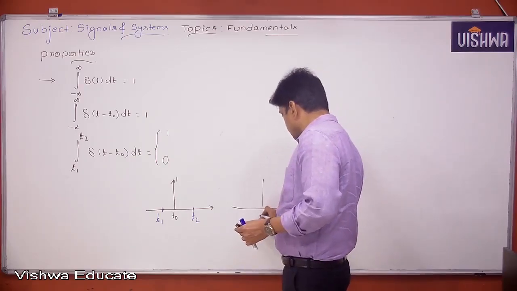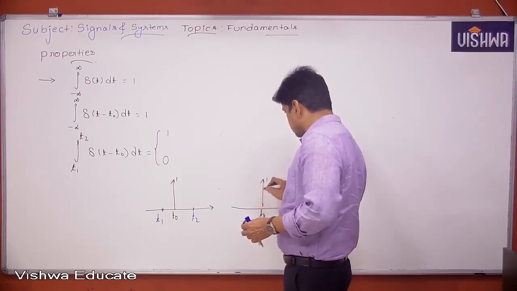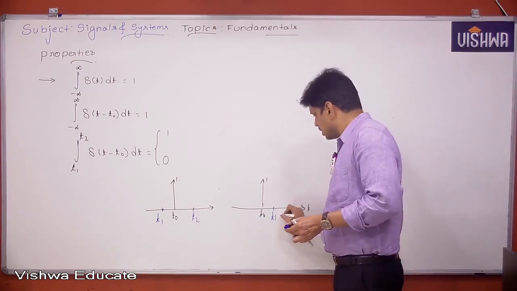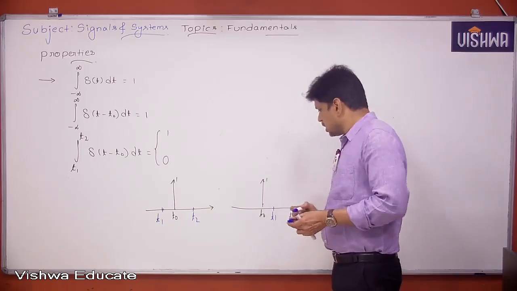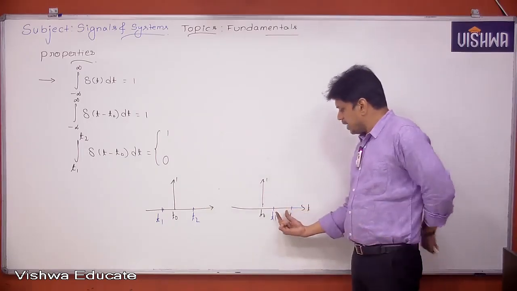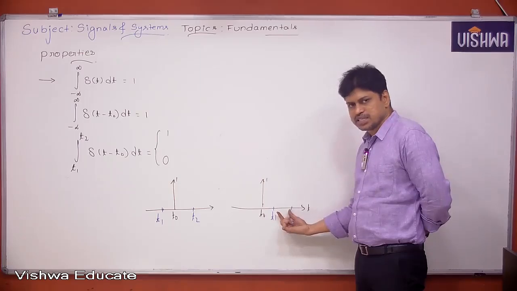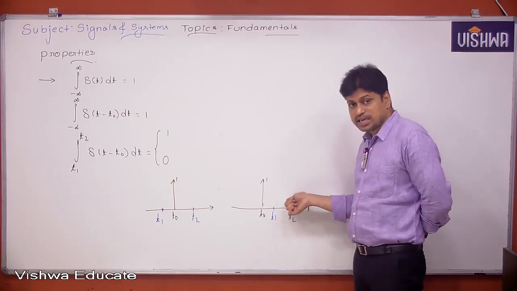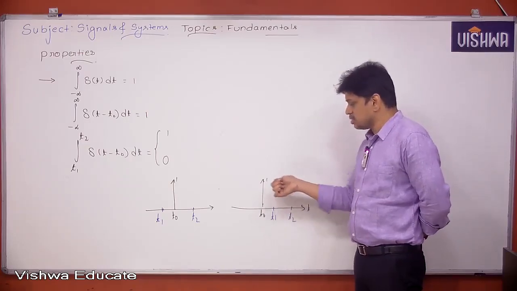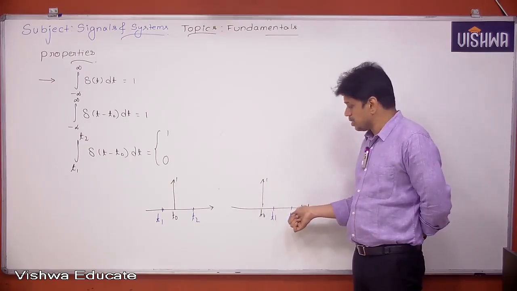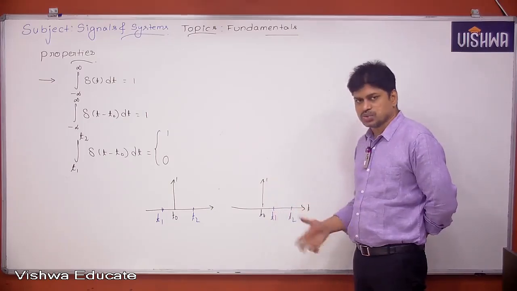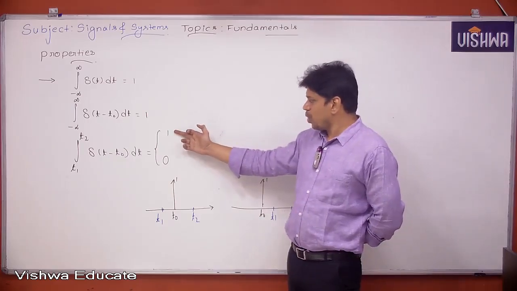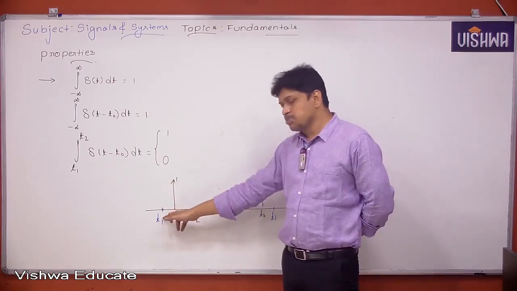There is an impulse function at t naught, but I have taken the limits t1 here, t2 here. If you observe carefully, if I take the integration of this function within the limits t1 and t2, I can get 0 only, because between t1 and t2, that signal does not exist. In these limits, the delta function does not exist. So if you try to find the area between t1 and t2, we get the value 0.